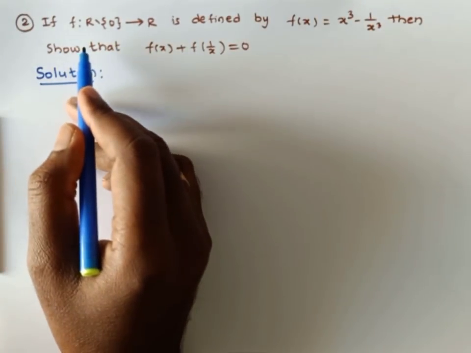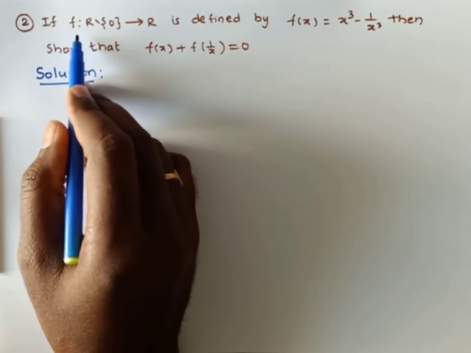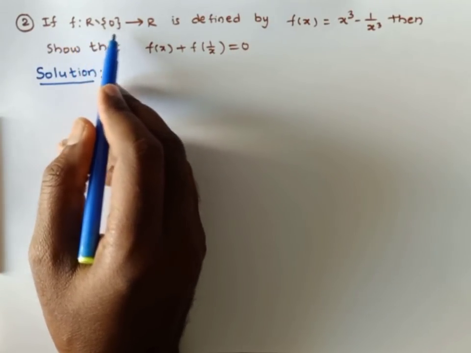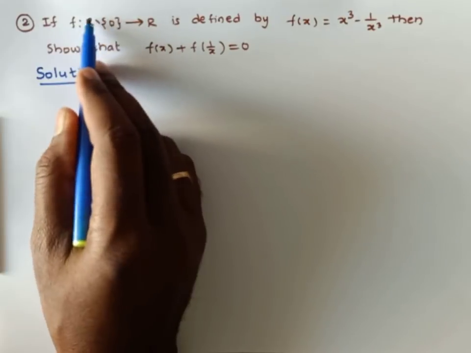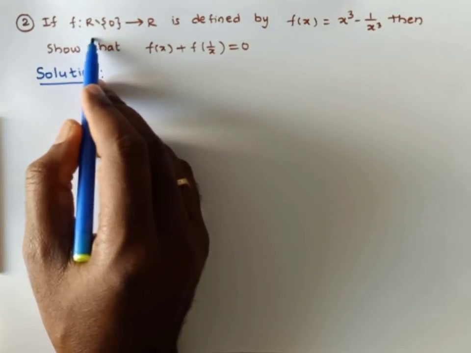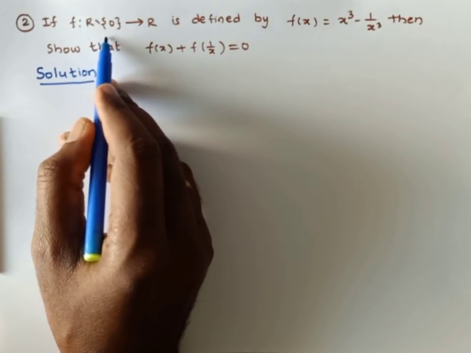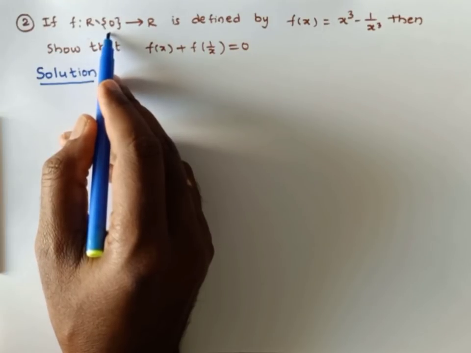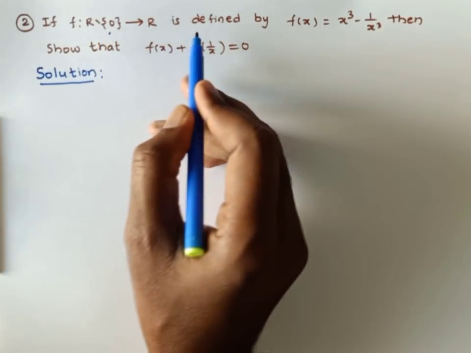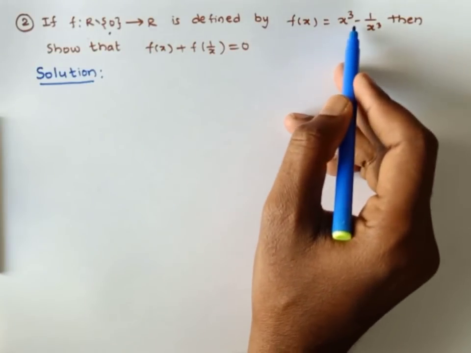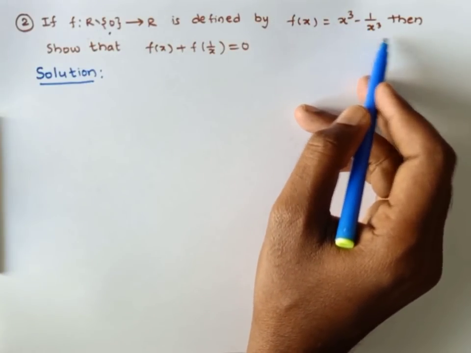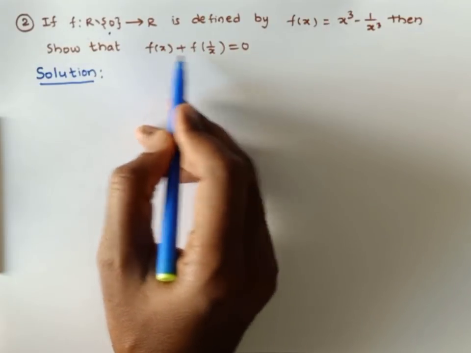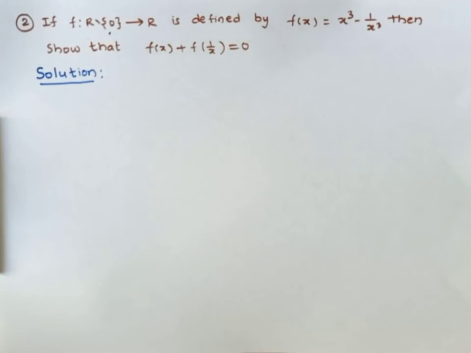See the second problem from first Roman. Here f from R minus 0 to R. What does it indicate? This is the domain, all real numbers except 0, defined by f of x is x cube minus 1 by x cube. Then show that f of x plus f of 1 by x is 0. So the sum of these two functions is equal to 0.